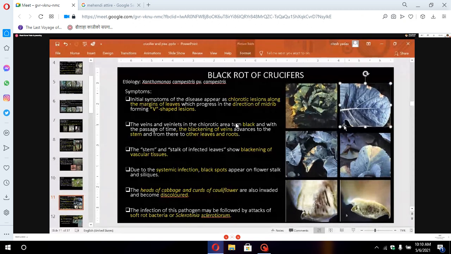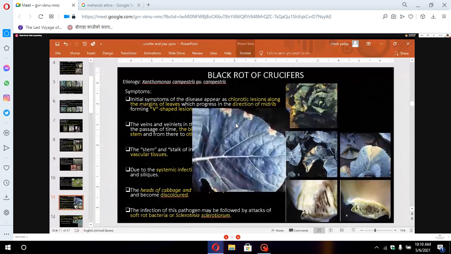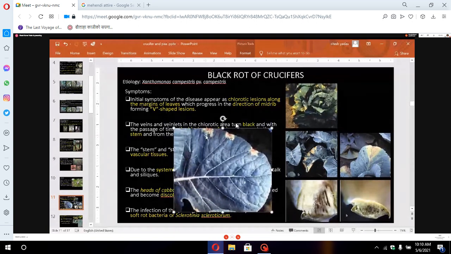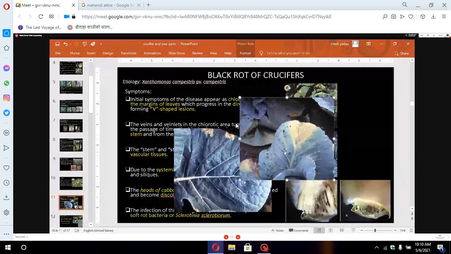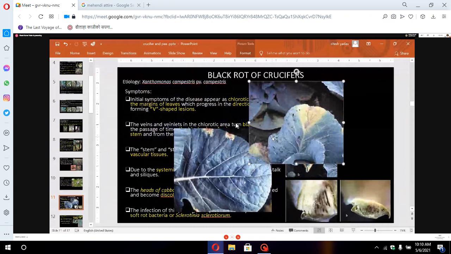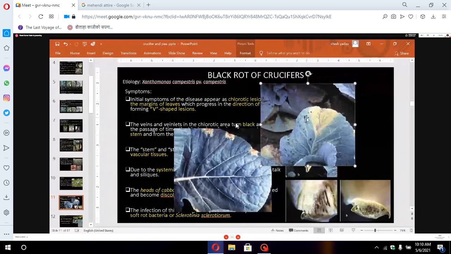About this disease, these are the typical initial symptoms. They appear as chlorotic regions on the margin, and this will progress toward the midrib, and finally assume a V shape. When the symptoms are fully expanded, the chlorotic lesions assume more or less a V shape. It does not have to be exactly a V; sometimes it may look like a U.